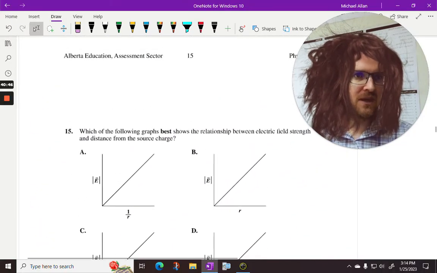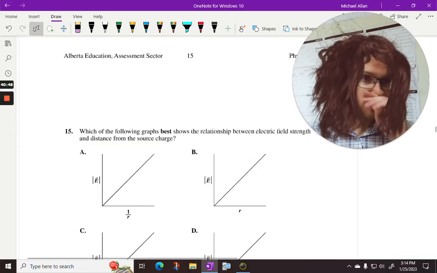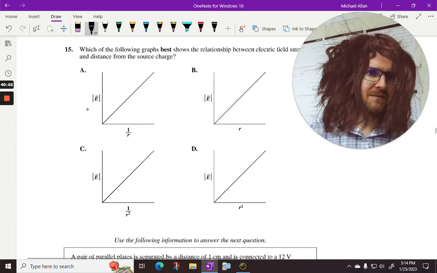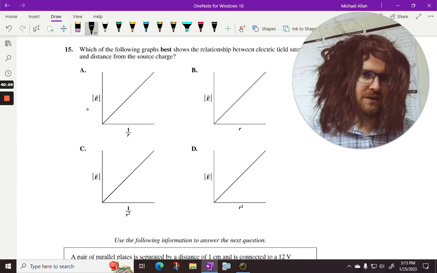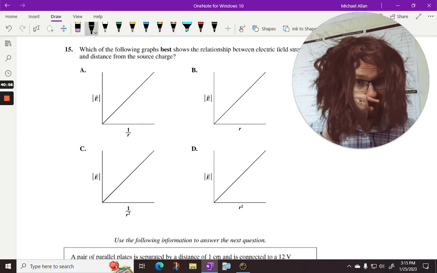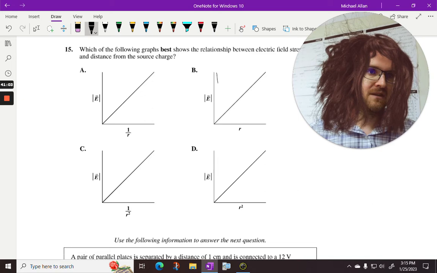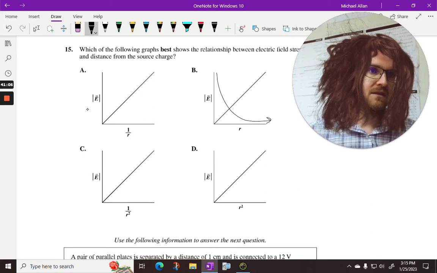Okay, so which of the following best describes the relationship between electric field and the distance from the source? They've done some line straightening techniques here, but if I just put an R in the electric field here, it's going to be an inverse relationship, so it's going to look like this. And even if I square the R, it's still going to look like this, right? Because they are still inverses to each other.